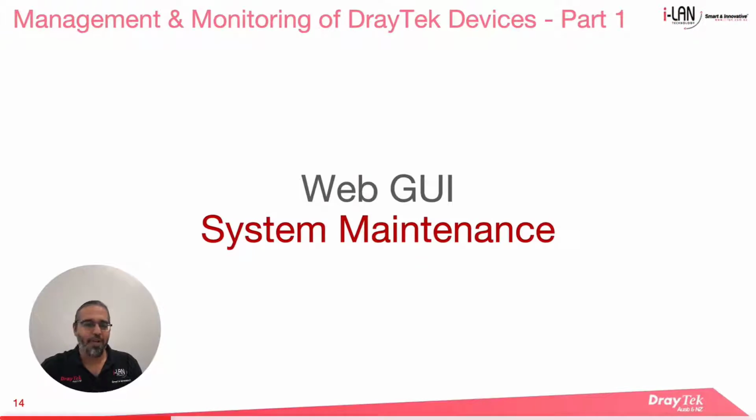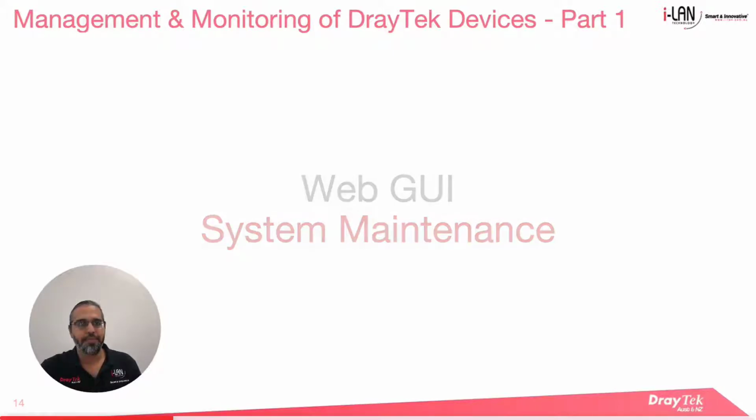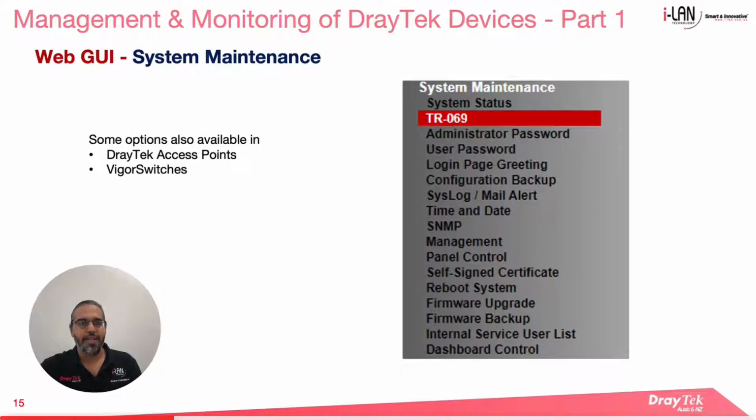Alright, moving on. In DrayTek routers, many of the management functions are under the System Maintenance menu. Here's a look at the System Maintenance menu of a Vigor 2865 router. Most of these functions will be available in other DrayOS routers too. DrayTek access points and Vigor switches also have some of these options. Let's take a closer look at them.